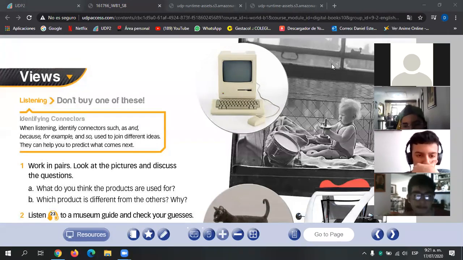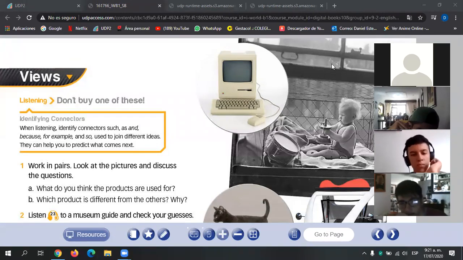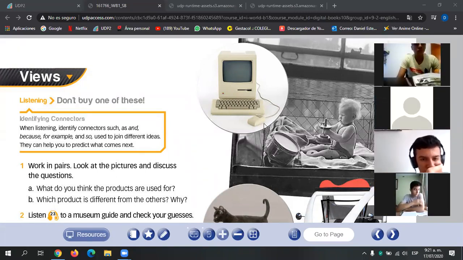Sí. Perdón. What is the name page? What is the page number? And 57. Thanks. Okay, in the 57, so you have to look at this objects.